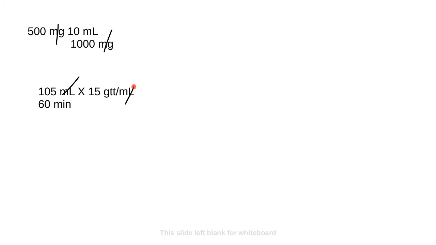105 over 60 times 15 equals 26.25 drops per minute. But you can't have 0.25 of a drop. So in this case, I would round down and I would say that it is 26 drops per minute. Any questions?